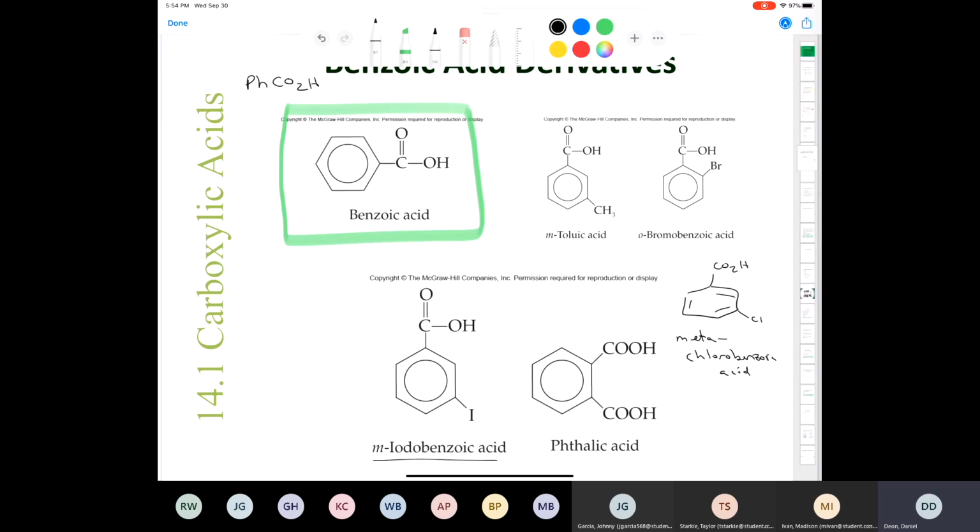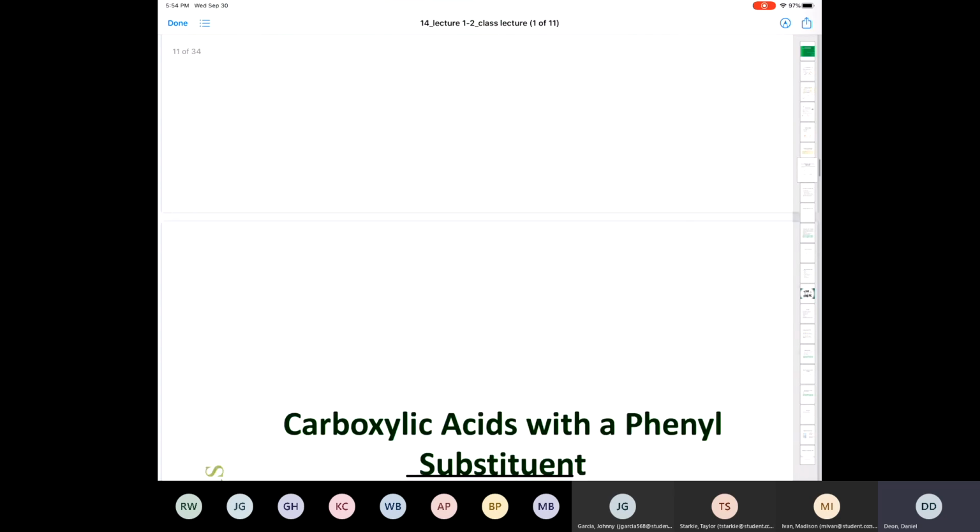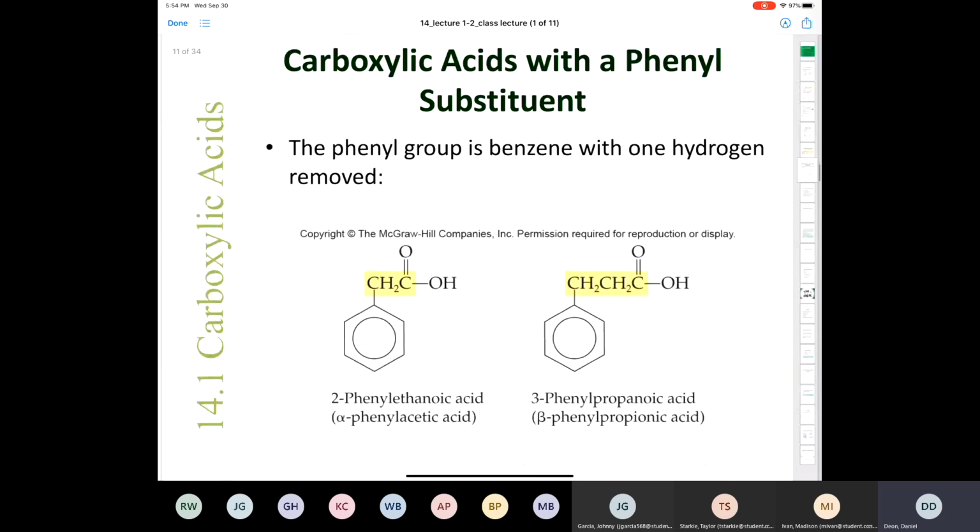What else? The diaromatic acids like phthalic acid, you don't have to have that memorized. There's phthalic acid and isophthalic acid. All right, there we go. So those are some benzoic acid derivatives. Carboxylic acid with a phenyl substituent. A phenyl group is benzene with 1 hydrogen removed.